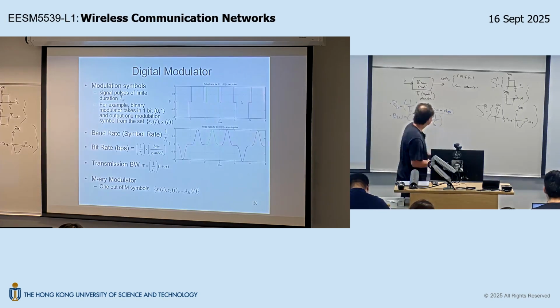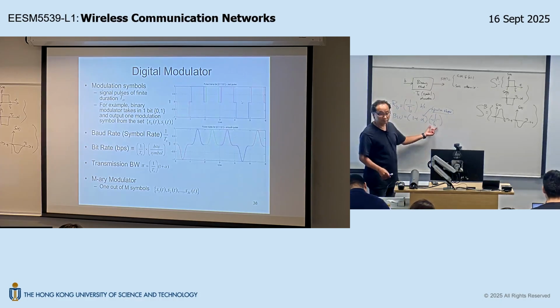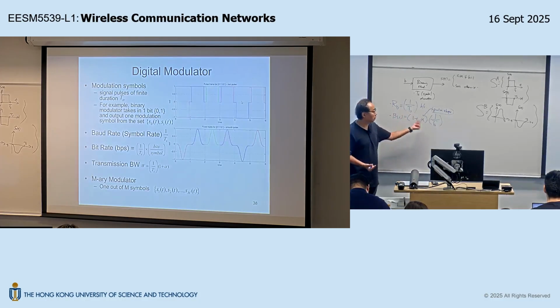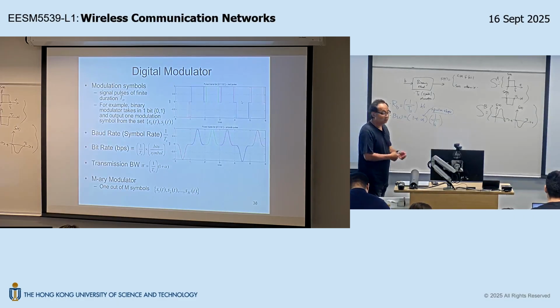Now, this term, symbol duration, basically plays a role as a trade-off, right? If I want to have large bit rate, I want to have small symbol duration. But if I use a small symbol duration, my bandwidth is also large, right? So basically, that would be a fair trade-off between bit rate, which is your performance, and bandwidth, which is your cost. Is that okay?